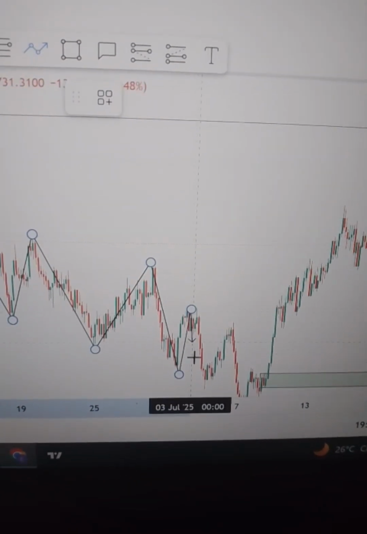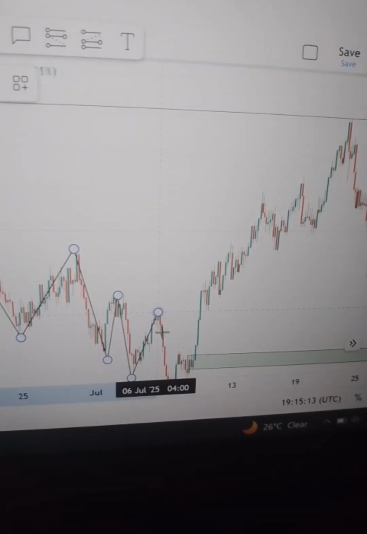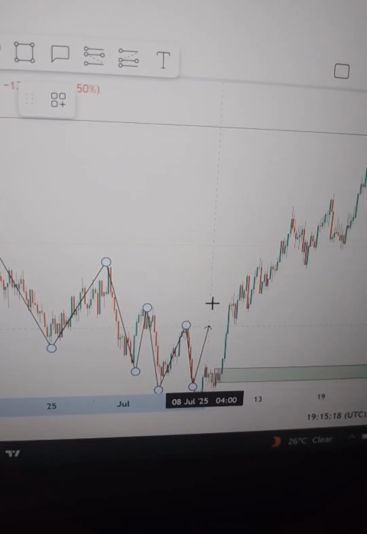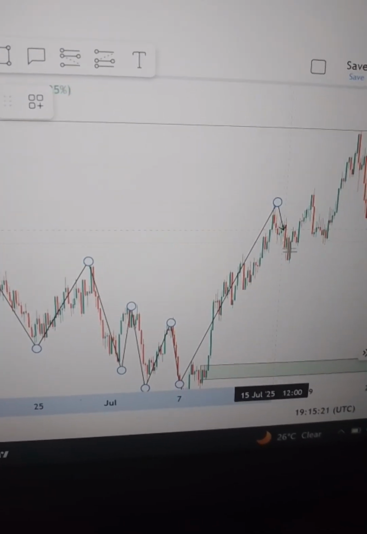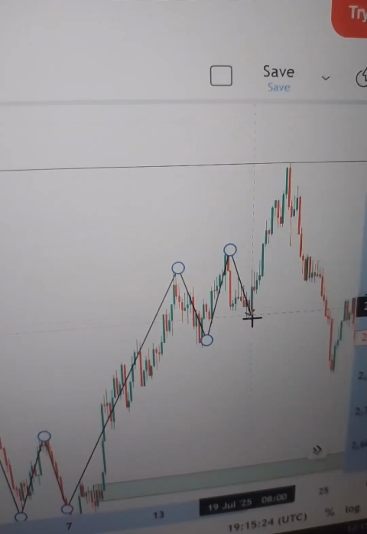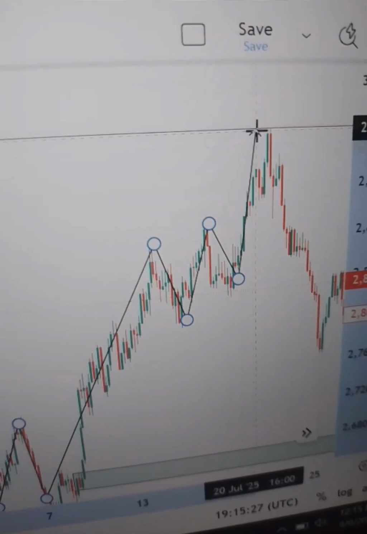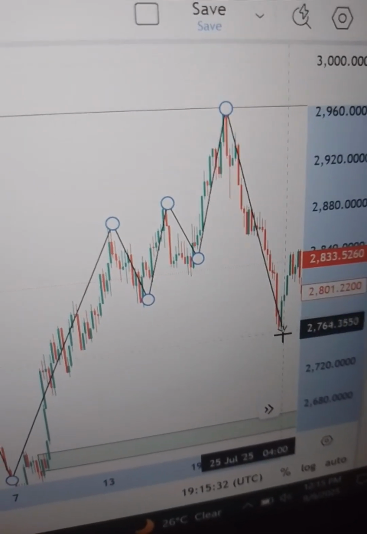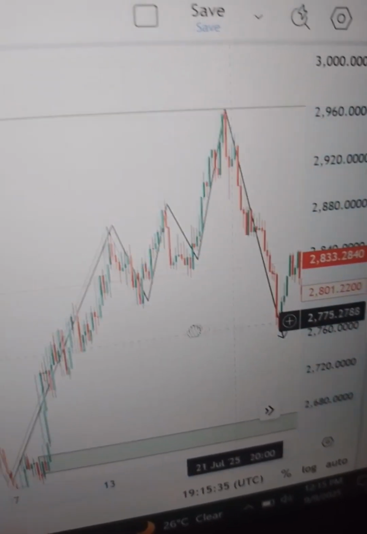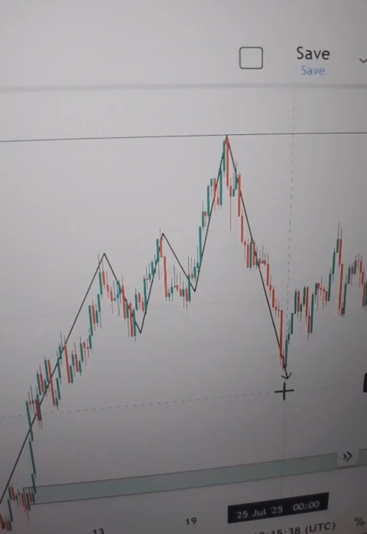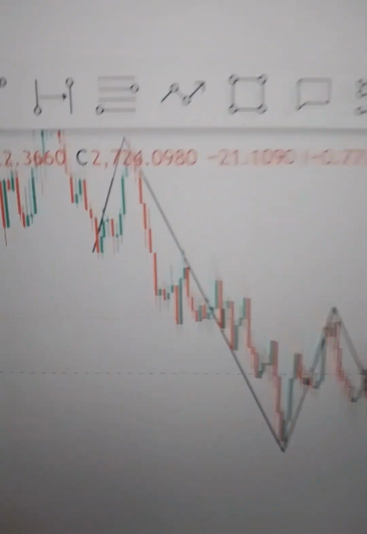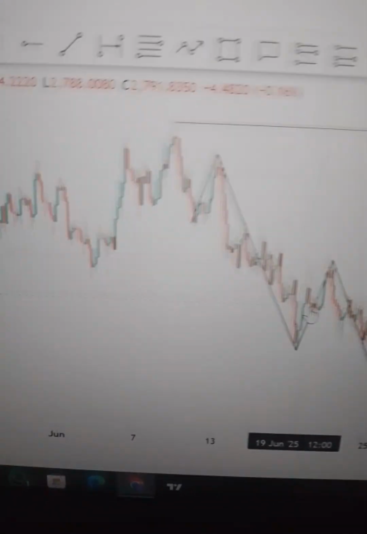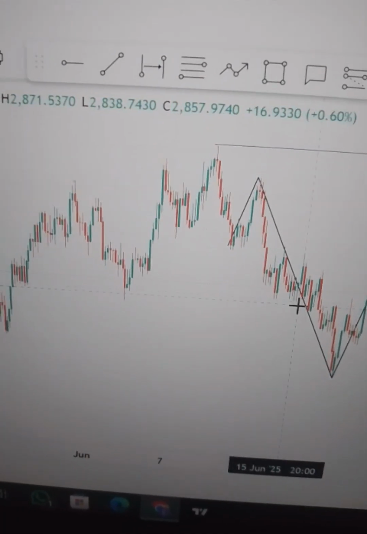lower high, lower low, lower high, lower low, lower high, lower low, higher high, higher low, higher high, higher low, higher high. Here is actually the higher high, and now the market has changed to a lower low. See it here, lower low. So look at it. This is actually my normal market structure. I even trade this, and I also trade this advanced. I trade advanced and normal market structure.